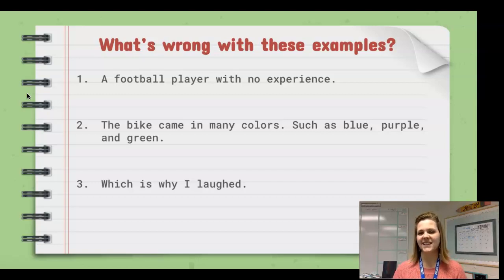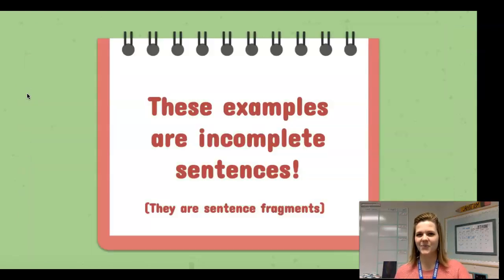The first example says, a football player with no experience. Number 2. The bike came in many colors, such as blue, purple, and green. And finally, which is why I laughed. Now that you've heard all 3 examples read out loud, you probably have noticed that there's something really wrong with them. If you can't exactly pinpoint what it is that's wrong with them, I'll tell you.